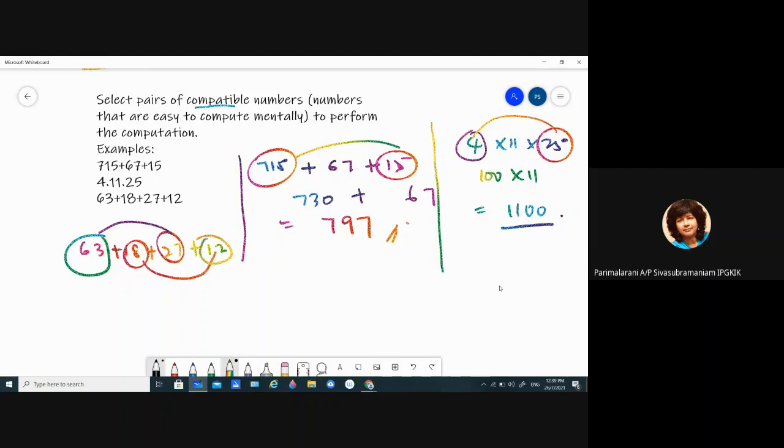That means compatible means they are easy to calculate. Okay, so 63 and 27, we know 60, 70, 80, 90 already. 90 plus 18 and 12 is 10, 20, 30. So this is 120. Okay, so this is using compatible numbers, selecting compatible numbers strategy to calculate. So when you see a calculation, you look at it and you think, can I use compatible numbers or is it better to count on, count back?